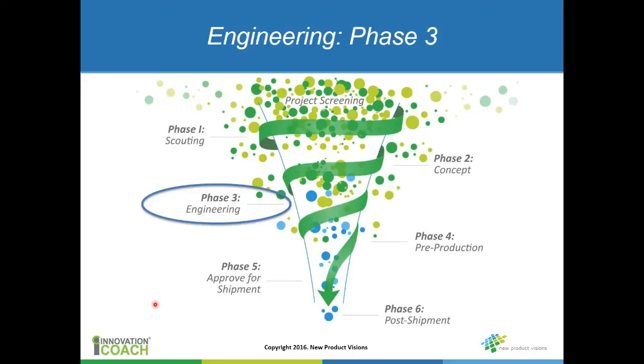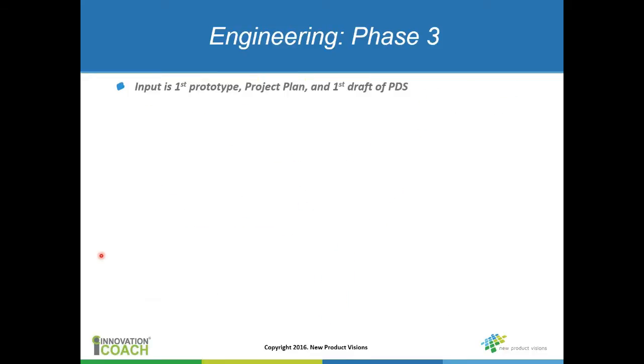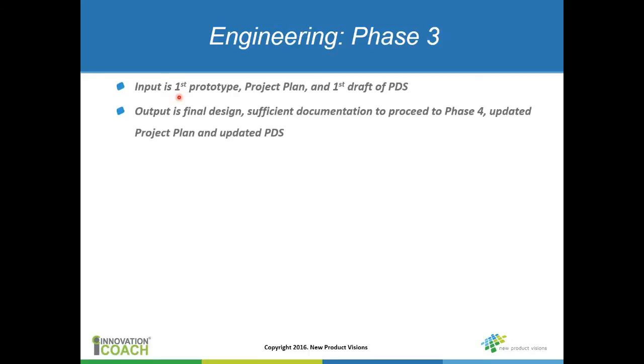Okay, phase 3, the engineering phase. Now the input, of course, is your first integrated prototype and the project plan that you've developed and the first draft of the product design specifications. The output is going to be a final design, basically. So all the design tasks are really going to be carried out in this phase 3.